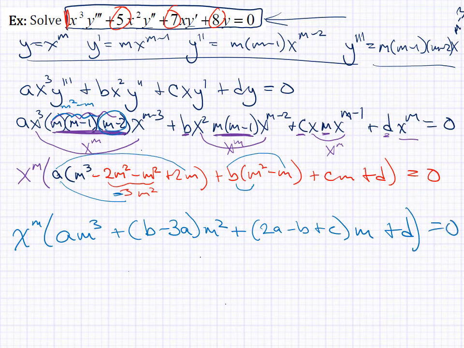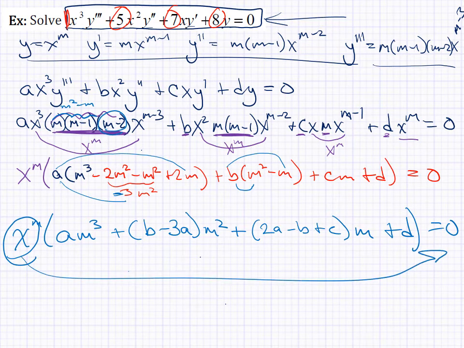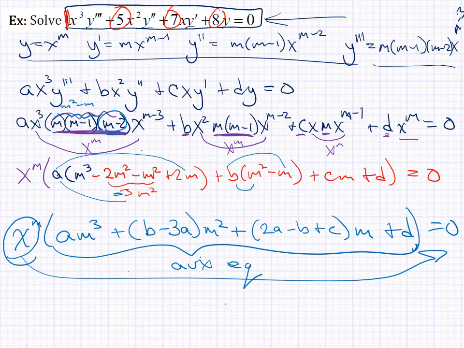equals 0. Well, we've seen that this x to the m equaling 0 does nothing for us, which tells us that this is going to have to equal 0, and that is exactly going to be your auxiliary equation for your third order Cauchy Euler equation.